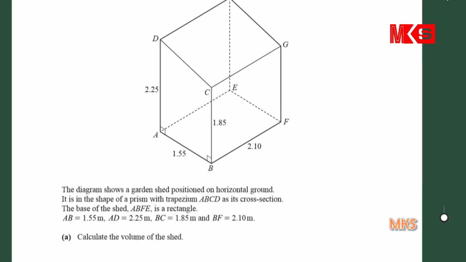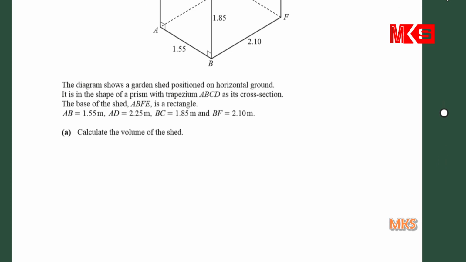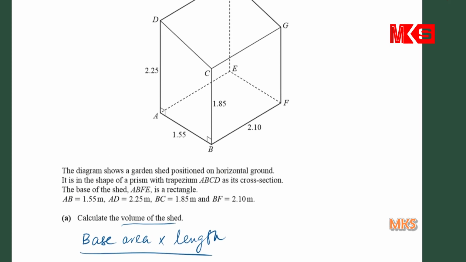The base of the shed ABFE is a rectangle. So AB is 1.55, AD is 2.25, BC is 1.85 meters, and BF is 2.10 meters. Calculate the volume of the shed. So since it is a prism, volume of a prism is base area times length or height, whatever you call it. In this case, base as mentioned in the question, that is ABCD.